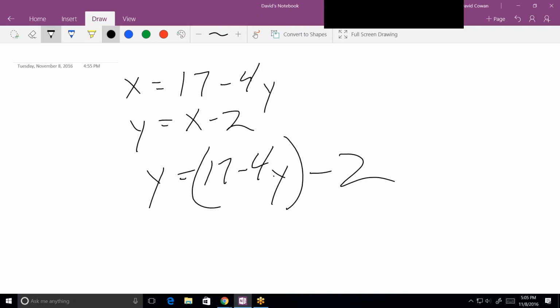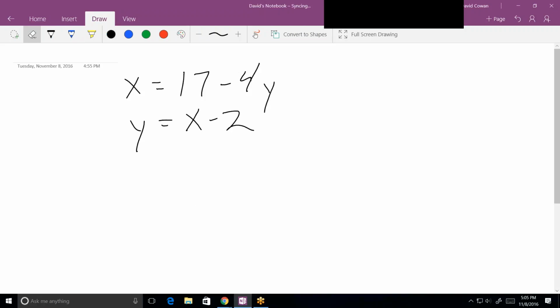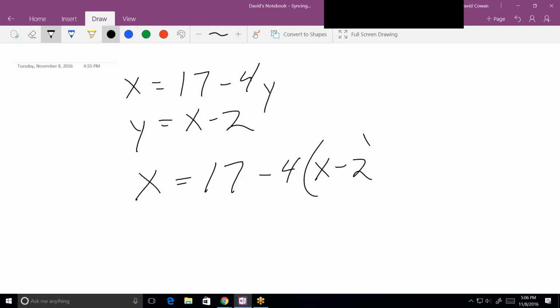For example, let's do it the other way. Let's substitute x minus 2 for y. So that would give us x equals 17 minus 4 times (x minus 2). Now, in that case, I need the parentheses. I can't get by without them. The way you did it, I didn't actually need the parentheses. Sometimes you do, sometimes you don't. So I always put them in there just for clarification.